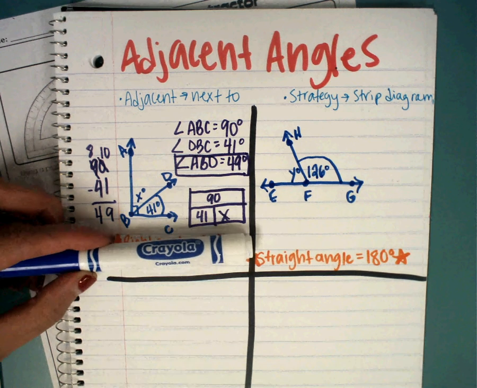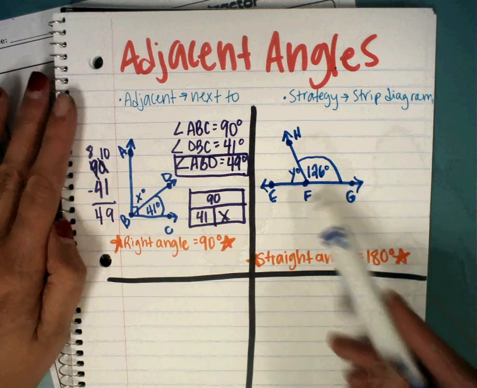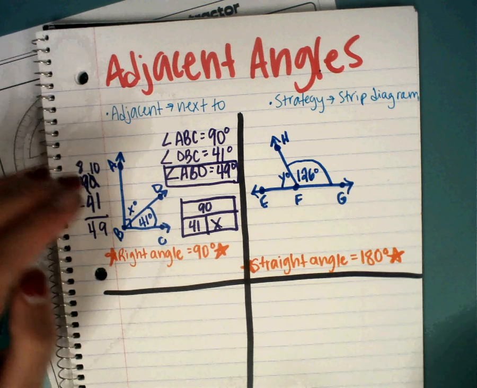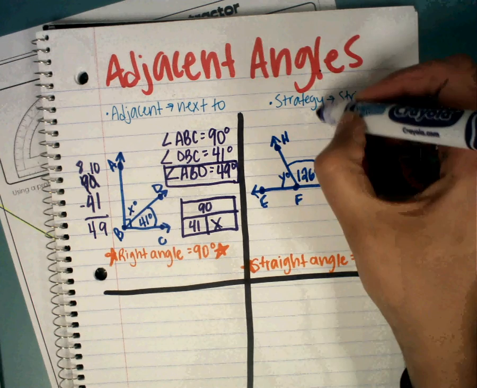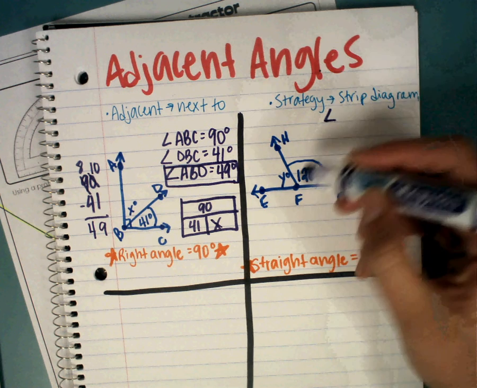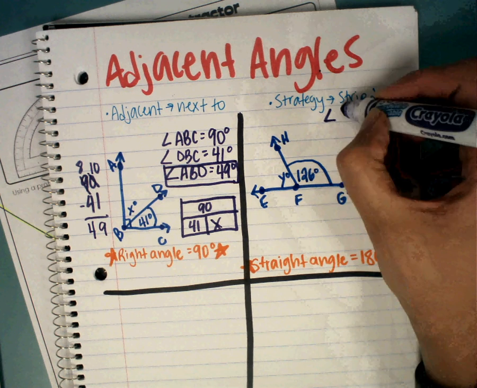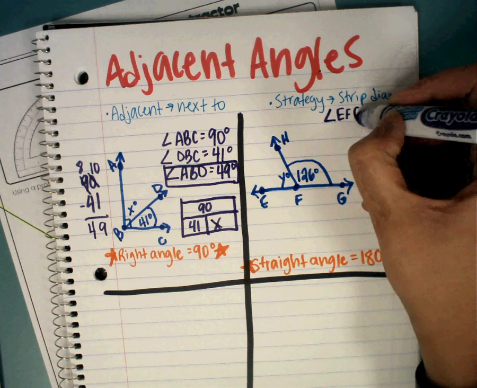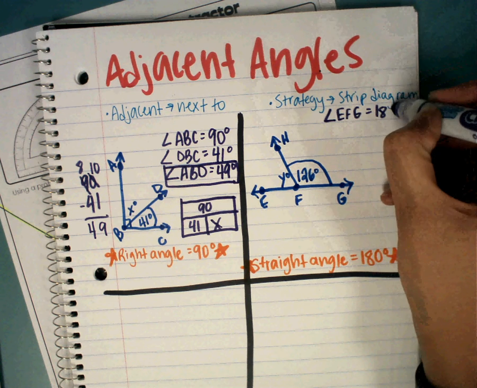Okay? They're assuming that you know that. So, if you know that, let's put what we know up here. We know that angle EFG equals 180 degrees. That's one thing that we know.